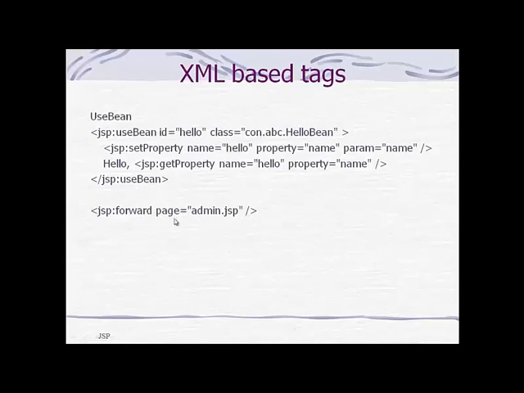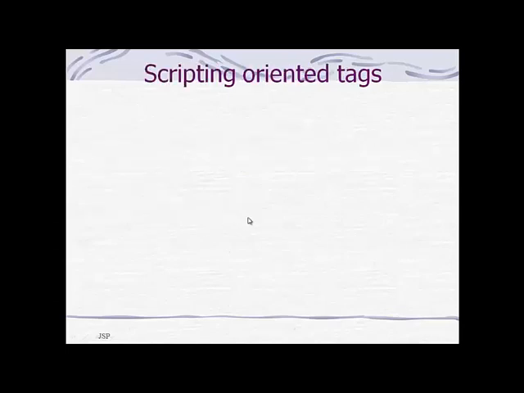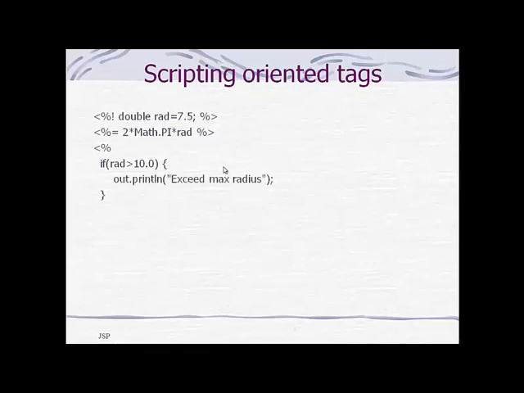jsp:forward page equal to admin.jsp. Scripting oriented tags. This is declaring at class level, and you are writing an expression like this. This is called an expression. 2 into Math.PI into this one radius. This is a scriptlet. You write like this. If something... See, this variable is available because it's a class variable, right? out.println or something like this you can write.